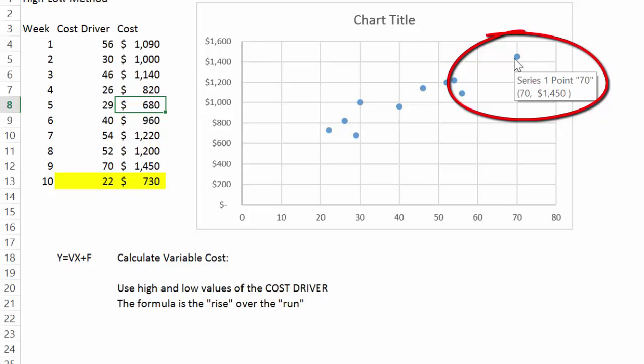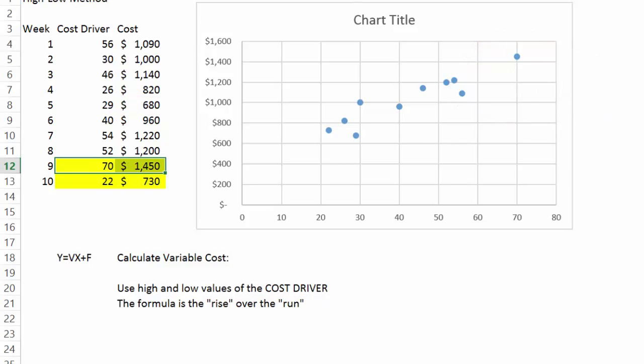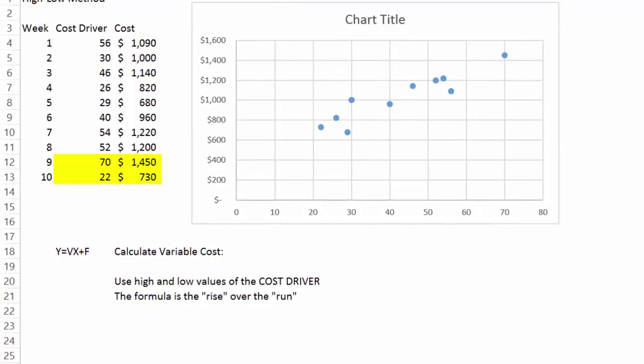So our high driver is up here. It is the point that is at 70 and 1450. So we're going to find that. Here it is, 70 and 1450. Those are the points that we're going to use.